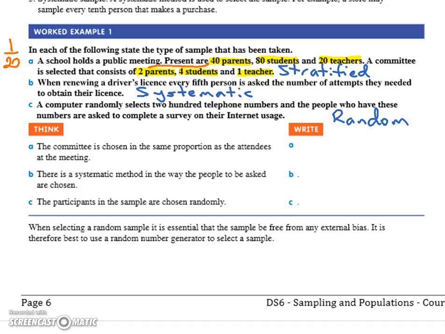Then out of the 80 students, they only took 4. So once again, there's 4 lots of 20, so we'll take 4 kids. And then out of the 20 teachers, they only took 1, because they took the 1 lot of 20 and took 1 teacher. But each one of those is in the same proportion, 1 out of 20. Exactly.